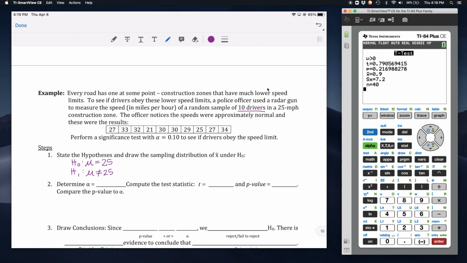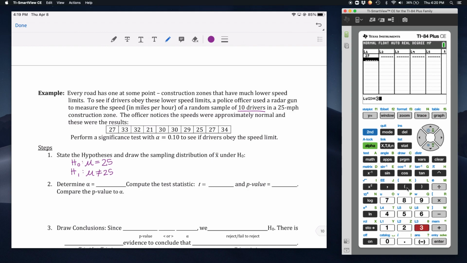So let's go ahead, and this time let's do our t-test. Remember, as we look at our t-test, it asks you for two things. You can either use data or you can use statistics. I could go ahead and compute the mean, the standard deviation, etc. for my data, or your other option is we can go to stat and go to L1, and I can input these data points. So I can do 27, 33, 32, 21, 32, 21, 30, 29, 25, 27, and 34.